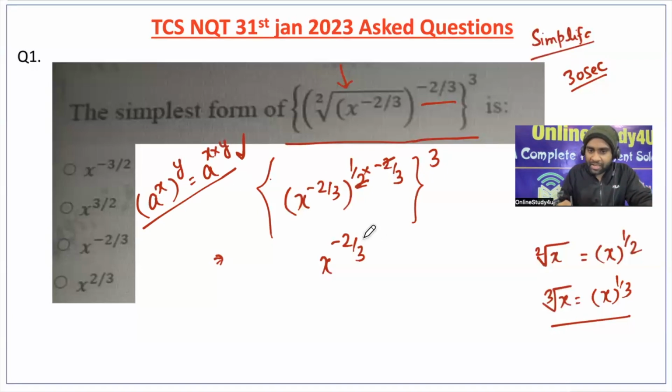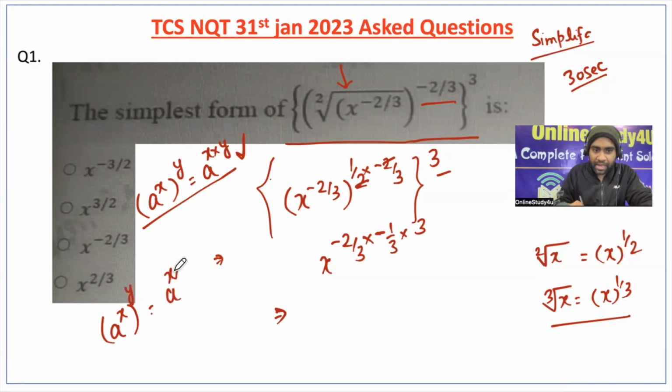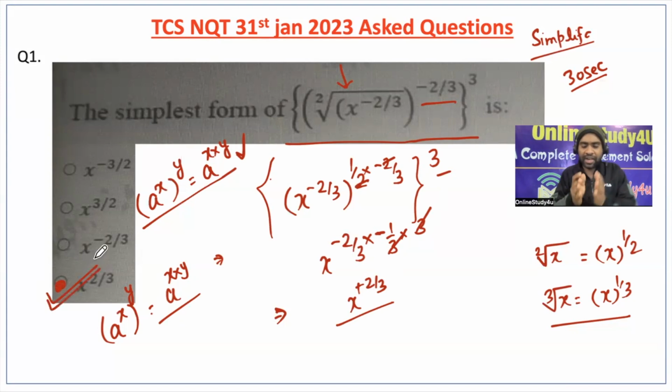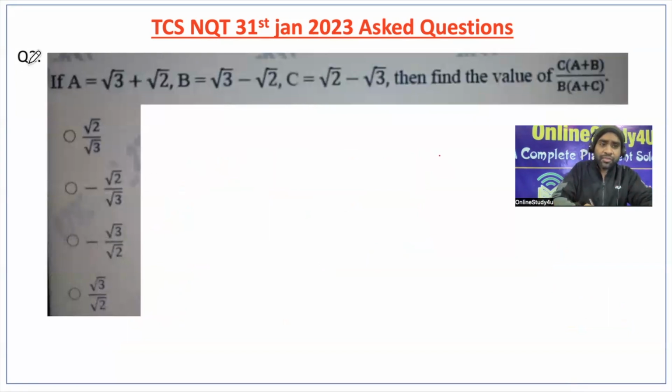So this you have to keep in mind if you do not know. So x to the power minus 2 by 3, and from here it will come minus 1 by 3, and this particular 3. See how I am able to write like this, because a to the power x and whole to the power y will be a to the power x into y. Now here minus and minus will become plus, 3 and 3 cancelled, so x to the power 2 by 3. That means option D will become the correct answer. That's simple, you do not have to put much effort. The only thing is you have to know this, and then this problem becomes very simple.